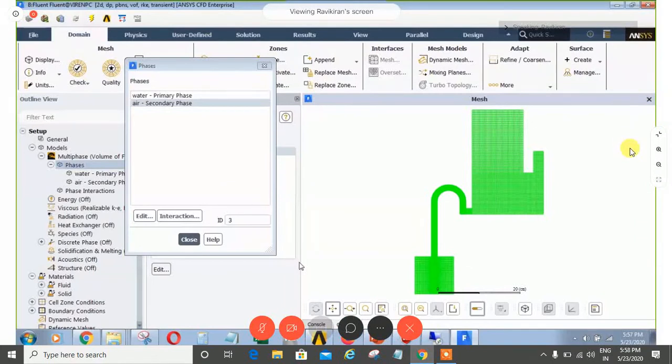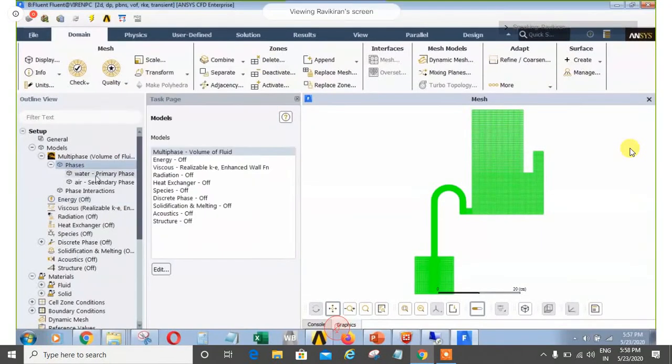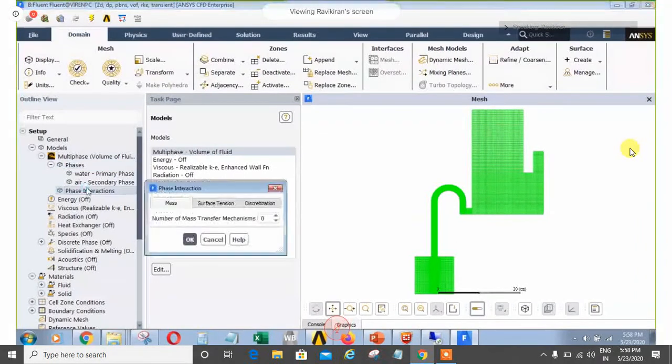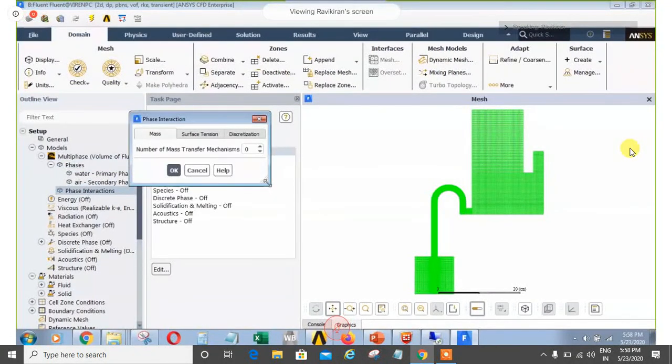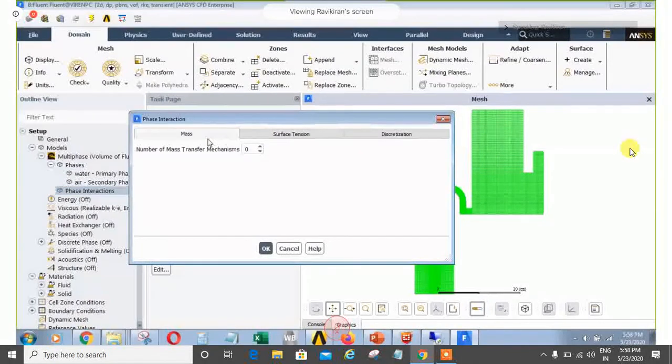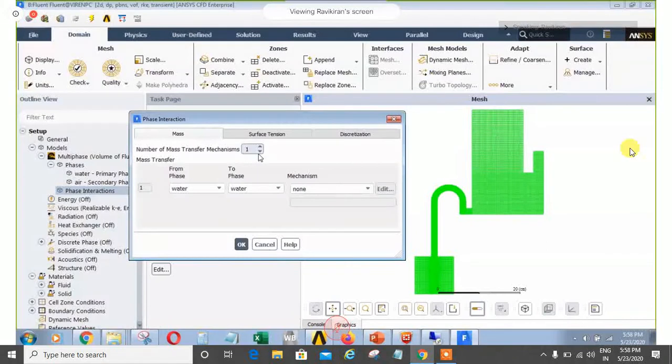It is not clearly defined that we have to set which one is primary or which one is secondary. Now we have set the phases, and this is the phase interaction setting. So here for phase interaction, we don't have any mass transfer. If we have any mass transfer, we can switch on the mass transfer from 0 to 1, and we can set this anywhere. If there will be evaporation, condensation, or cavitation, we can switch it accordingly.